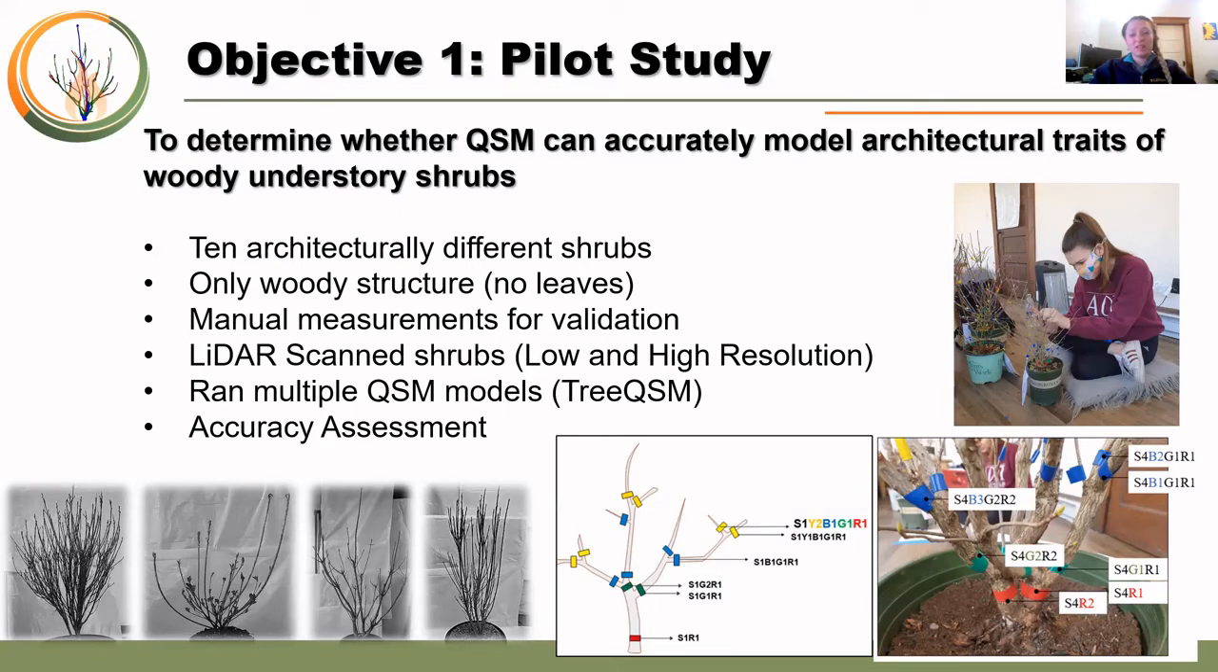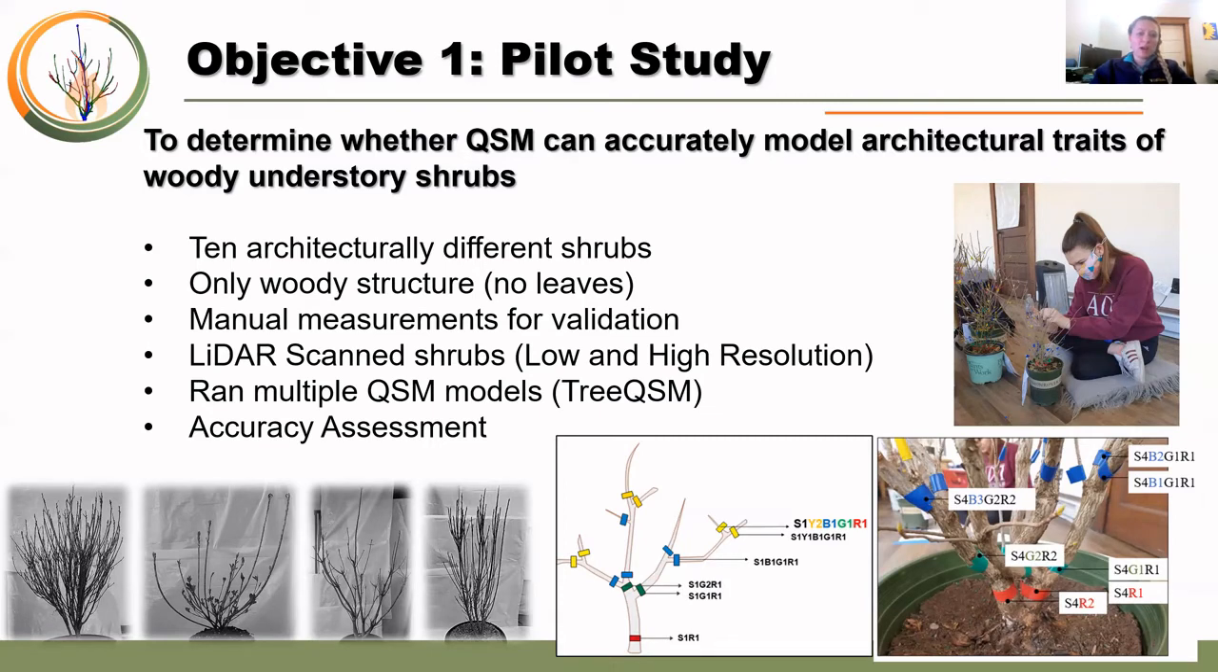So my undergrad assistants and I had the tedious job of actually removing all the little leaves from the shrubs before scanning them. And we also manually recorded each of the shrubs' different measurements, such as height, branching order, and then using this color-coded unique branch ID system, seen here in the bottom right-hand corner, we also recorded the lengths and diameters for all the shrubs.